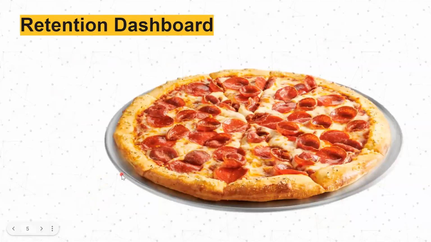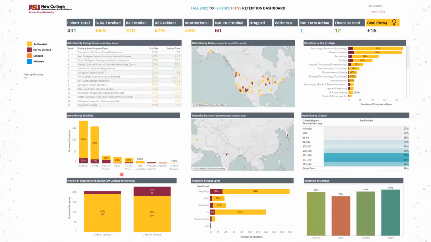So maybe we don't want admissions. Maybe we want our retention dashboard. In this case, it's a pepperoni pizza. All we're getting in here is our retention data related specifically to our student retention. In this case, it's our first year student retention. At the top, we are seeing our KPIs. We get some information about the size of our cohort, our retention rate, and then a few KPIs up at the top, including our goal to hit our 90%.